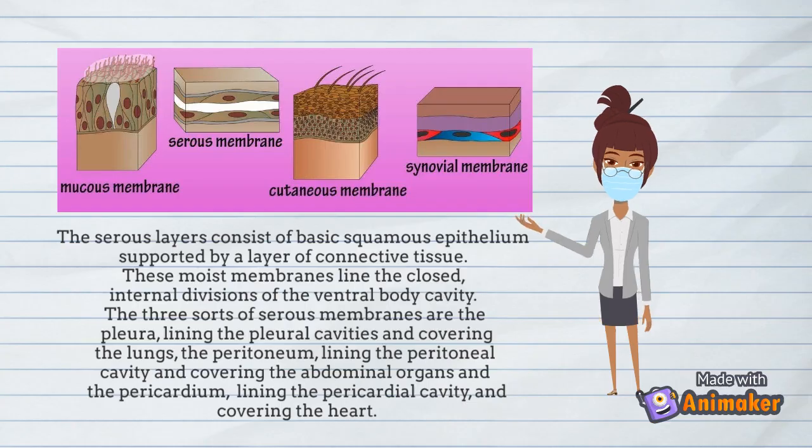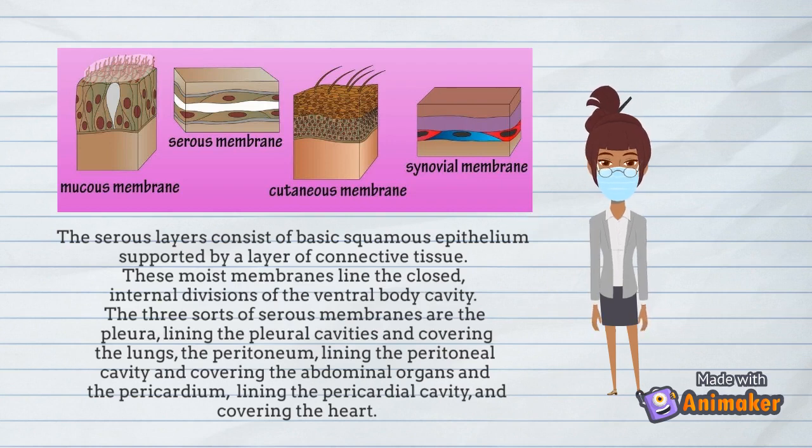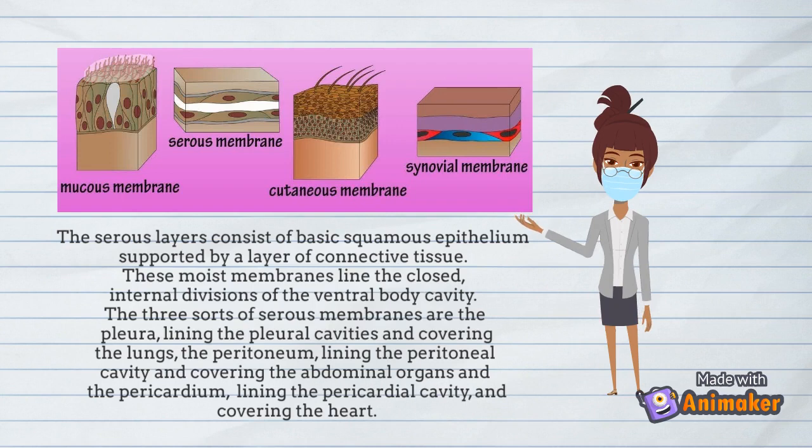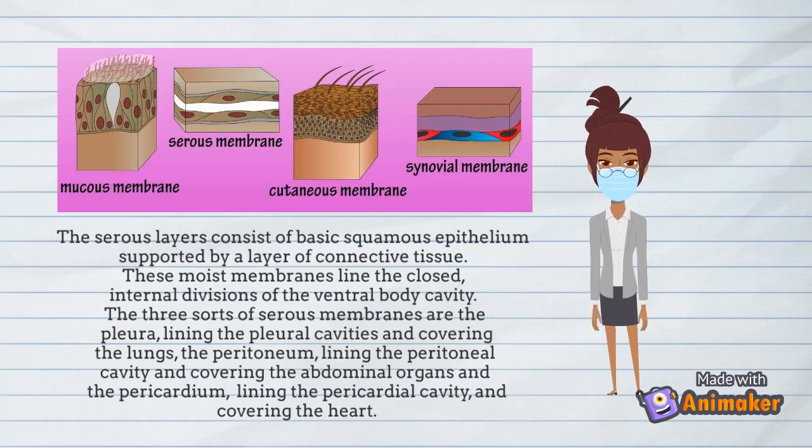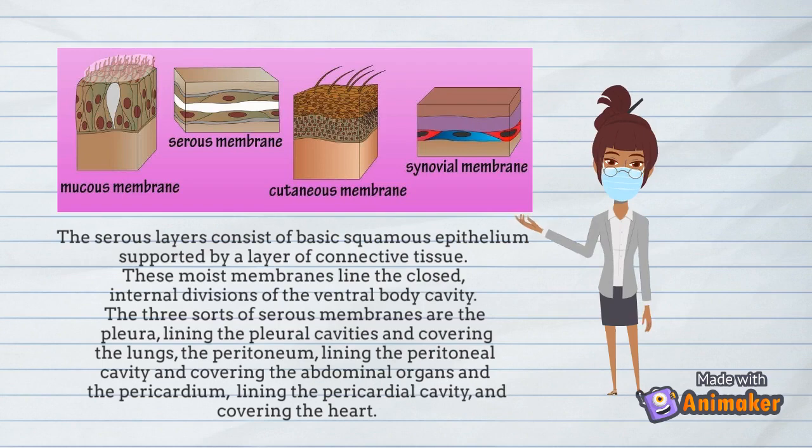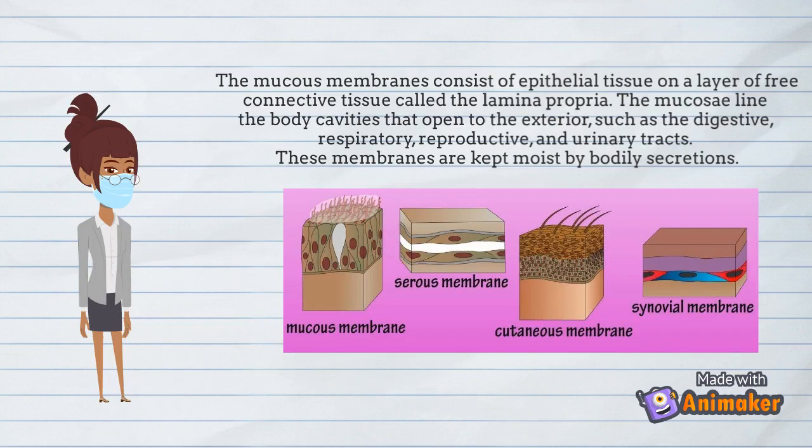The serous layer, or serosae, consists of simple squamous epithelium, a mesothelium, supported by a layer of connective tissue, areolar. These moist membranes line the closed, internal divisions of the ventral body cavity. The three sorts of serous membranes are the pleura, lining the pleural cavities and covering the lungs, the peritoneum, lining the peritoneal cavity and covering the abdominal organs, and the pericardium, lining the pericardial cavity and covering the heart.